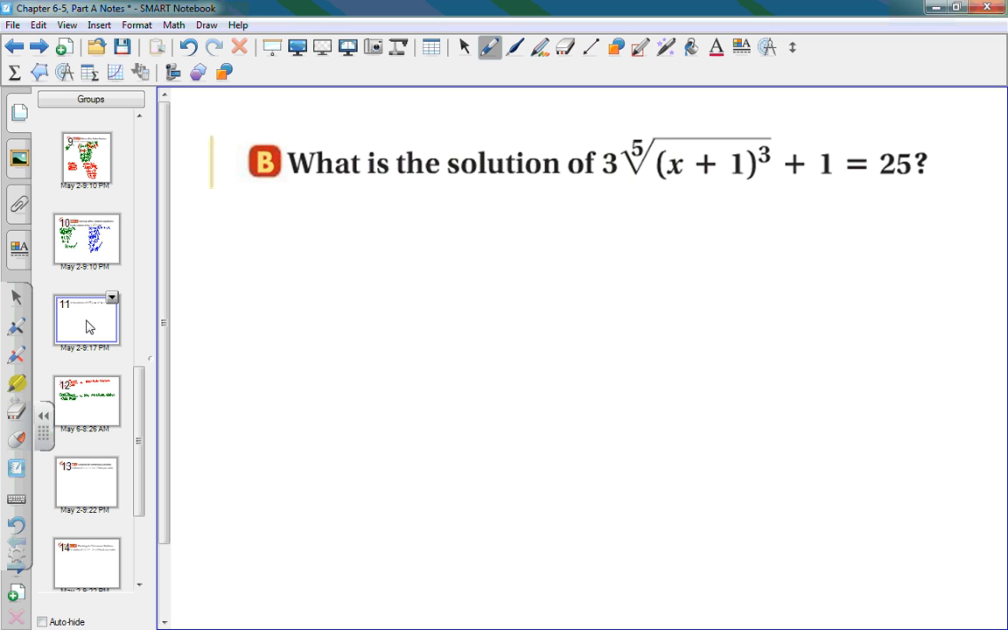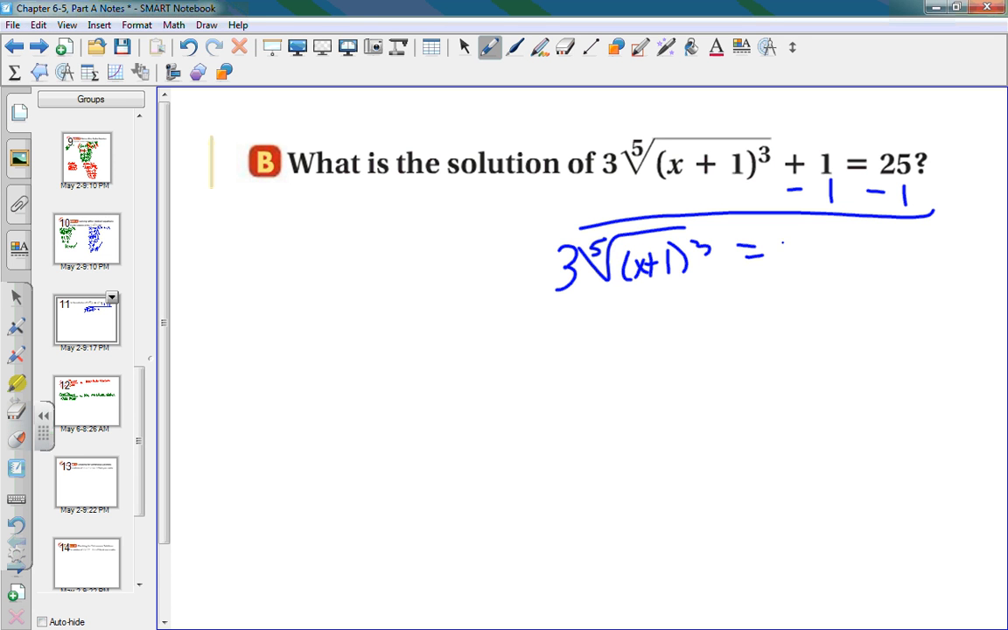Next. What should I do? Subtract 1. 3 times the 5th root of x plus 1 cubed is equal to 24. Now what? Divide by 3. The 5th root of x plus 1 cubed is equal to 8.